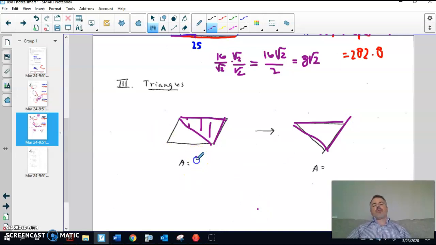Well, remember the formula for the parallelogram was base times height. Well, now if a triangle is half of a parallelogram, that would mean its formula has to be half the base times the height. That half, believe it or not, is very hard for kids to remember. I'm not sure why. So let's take a look at an example.